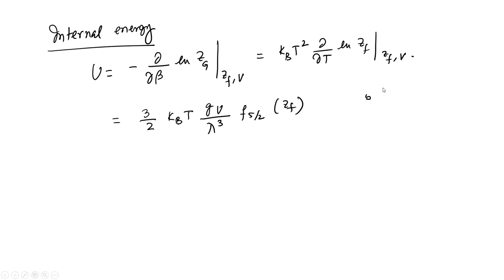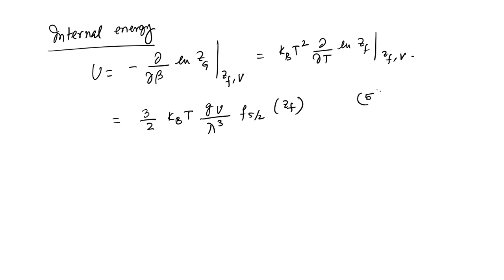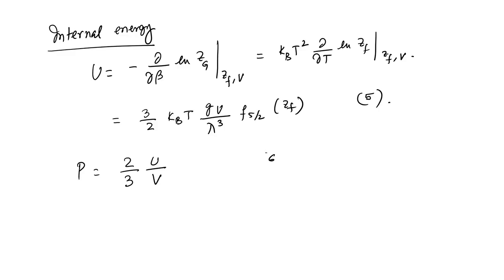Let's call these equations 1, 2, 3, 4, and say for example 5. And we can use P equal to 2/3 U/V. This is universally true for all non-relativistic gases, and the coefficient is replaced by 1/3 for relativistic ones. Okay, so if you differentiate 5 with respect to T, let's call it 6, and use this formula.